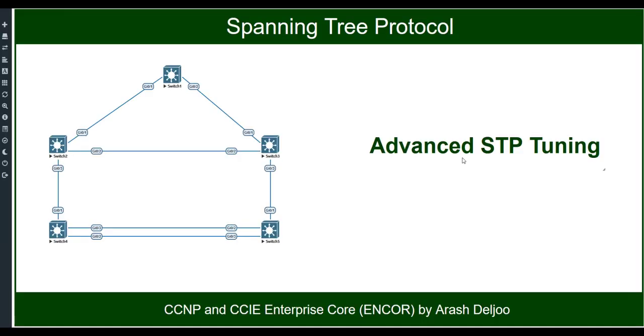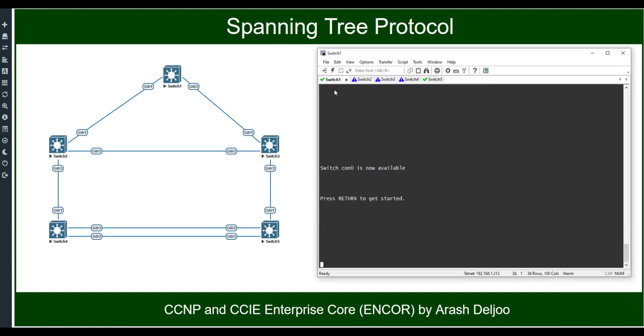In this scenario, we have switch 1, switch 2, switch 3, switch 4, and switch 5. I want to configure switch 1 as the root bridge and switch 2 as, for example, the root bridge secondary. And also switch 3, switch 4, and switch 5 should be configured with the lowest priority. Okay, let me show you the default status.